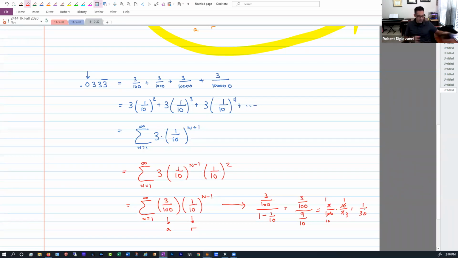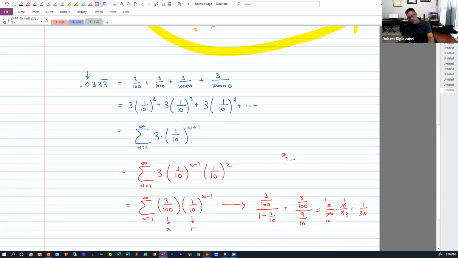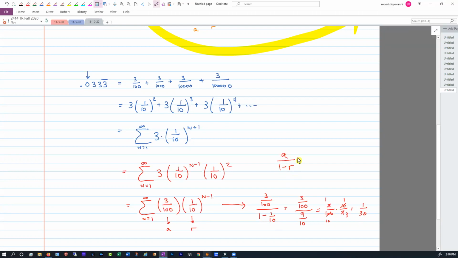Is that right? Yeah, that's what I got. Yeah, check it on your calculator, 0.033333. So how are you getting 1 minus 1 over 10? This right here. Yes, sir. I'm using the formula A over 1 minus R. Oh, okay. I identify what R is, I identify what A is.